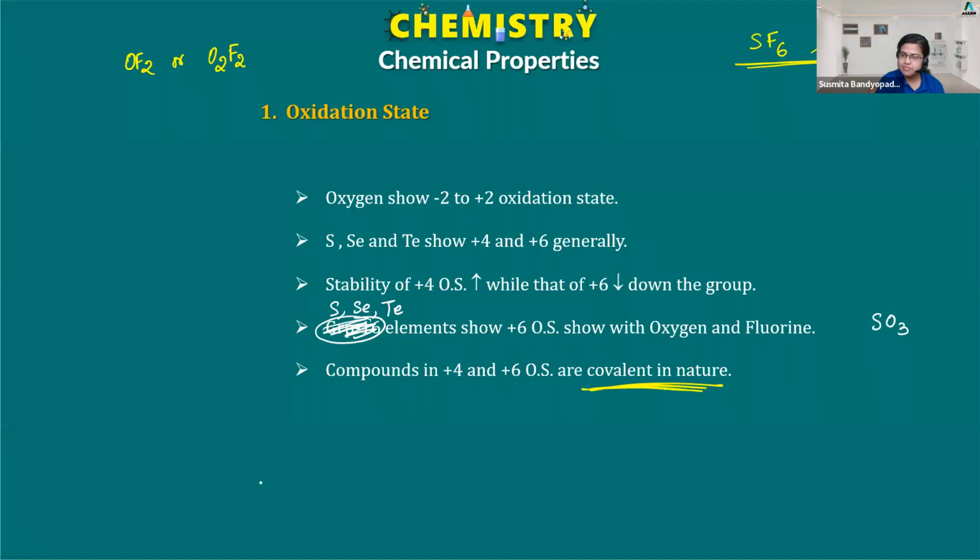Now these elements, when they combine with oxygen, when they combine with chlorine, they can show not only +6, they can show +4 oxidation state also. Basically, what they try to say is the elements like sulfur or selenium or tellurium, when they combine with oxygen and chlorine, can show both +4 and +6. +6 is more stable than +4. Now it's okay, Faizan.